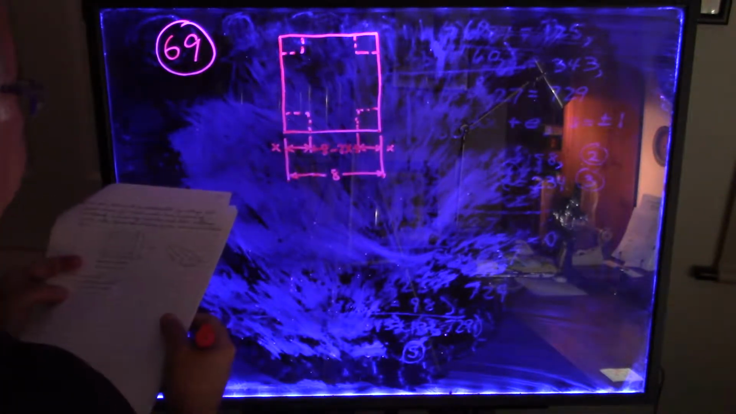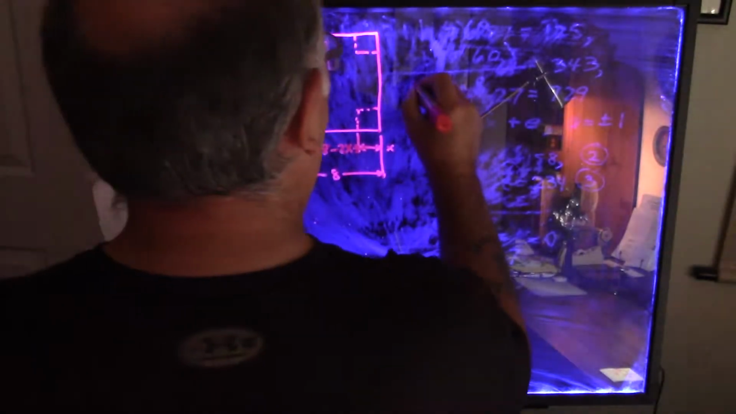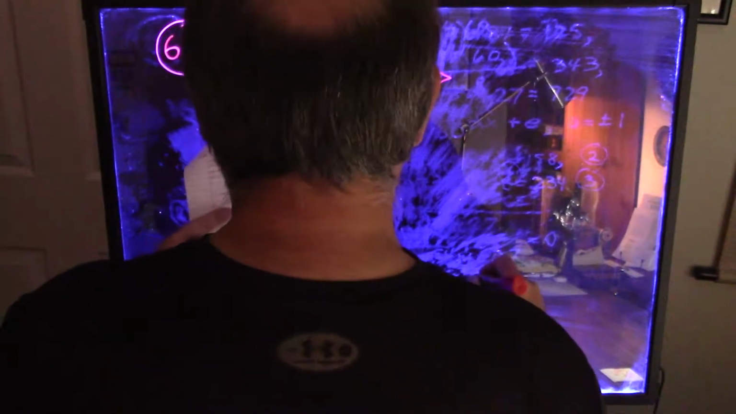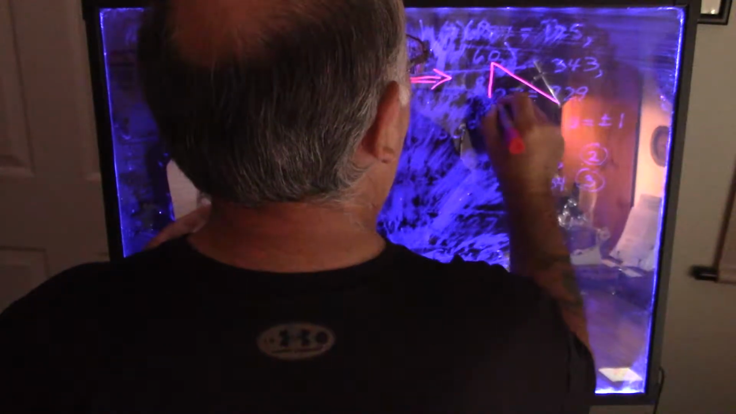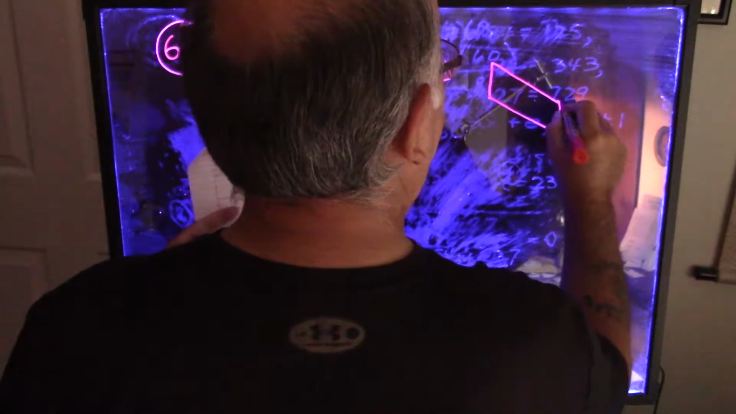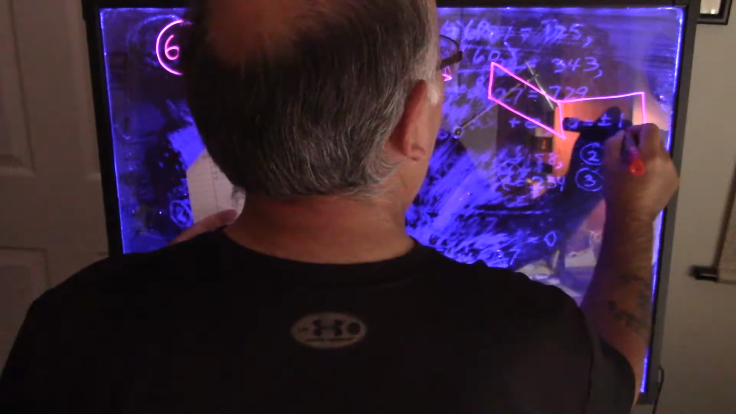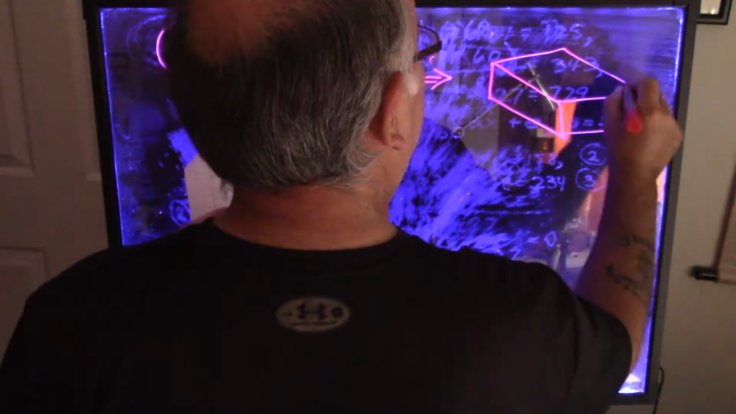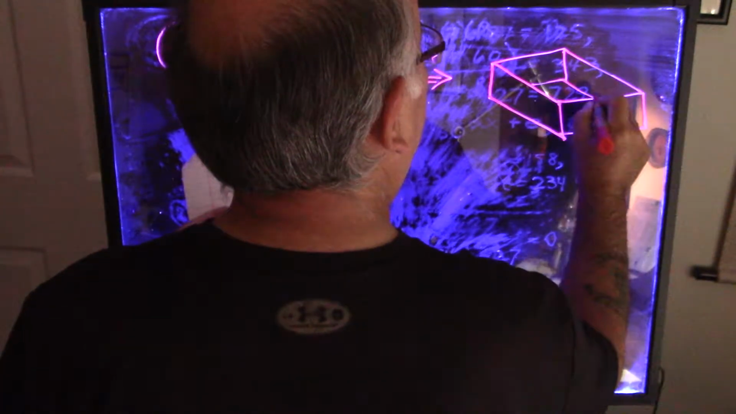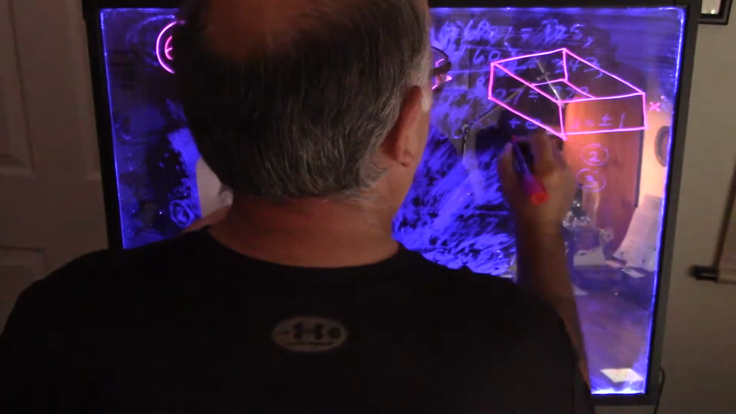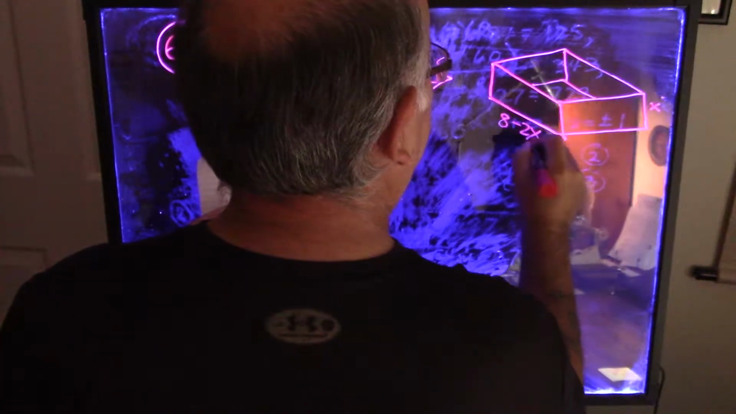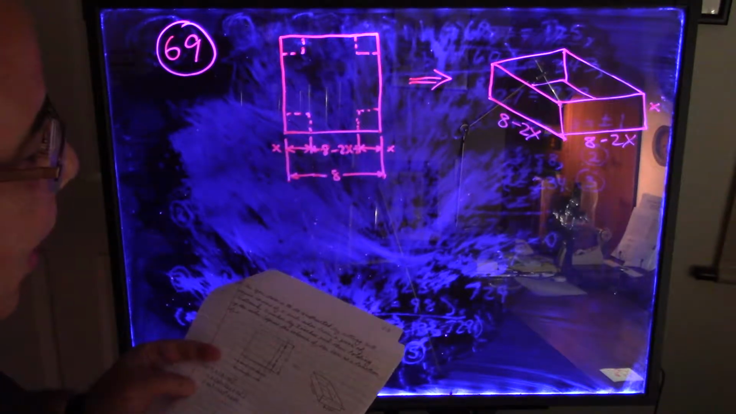Alright, now when you fold it up so it makes a box, you get a shallow box. Well, how shallow depends on how big x is. Like this, you fold the tabs up. Like that. And this is x. This is 8 minus 2x, and that's 8 minus 2x. Alright? So there's your finished box.